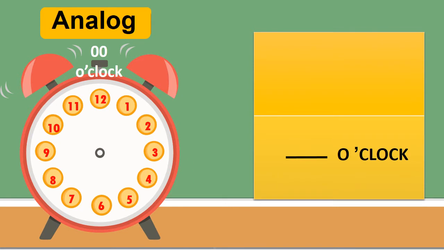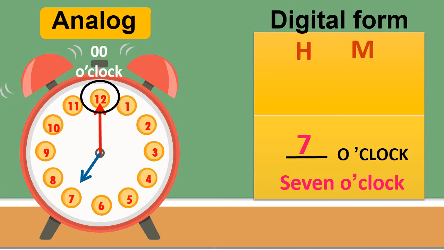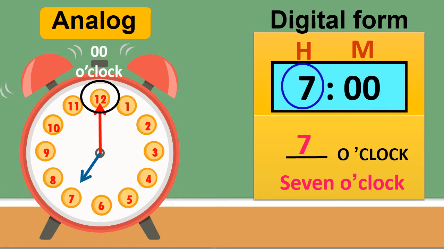Let's see another example. In analog form here, the short hand points to 7, so it means 7. The long hand points to 12, it means o'clock. So it's 7 o'clock. In digital form, we have hours and minutes. In hours, the short hand points to 7. In minutes, the long hand points to 12, it means 0, 0. So in digital form, I can say 7, 0, 0.